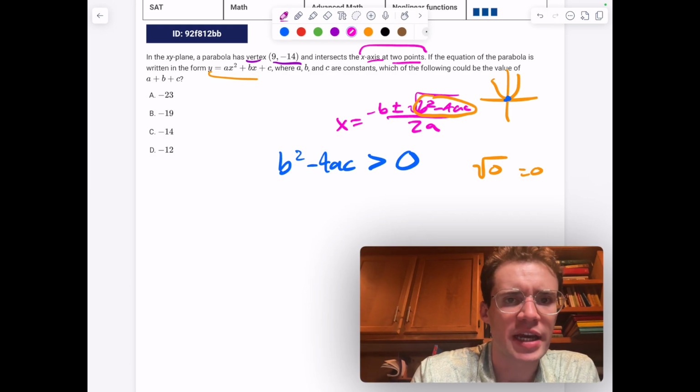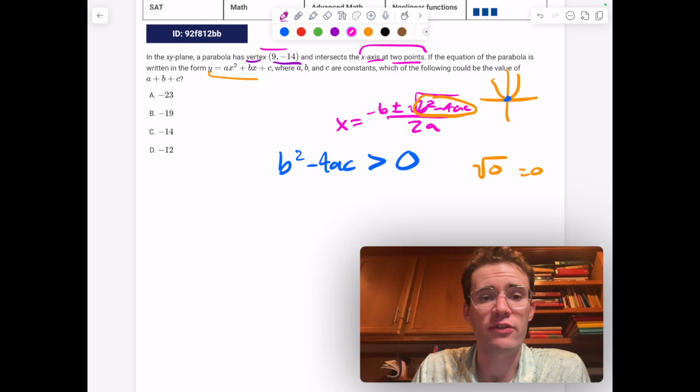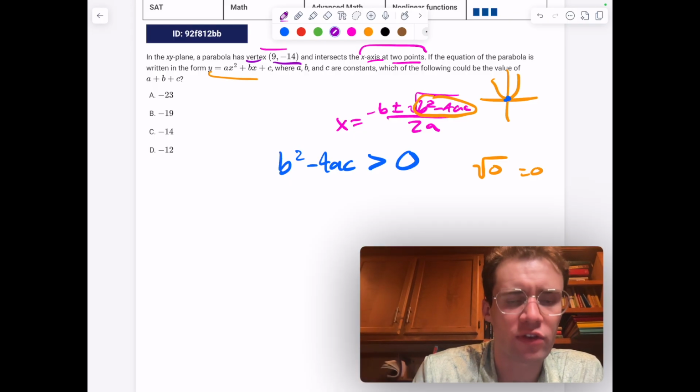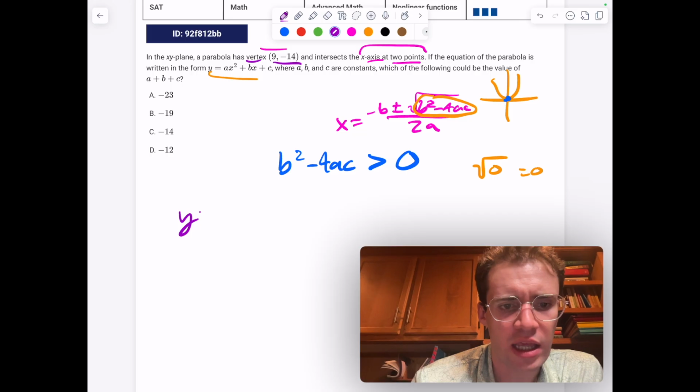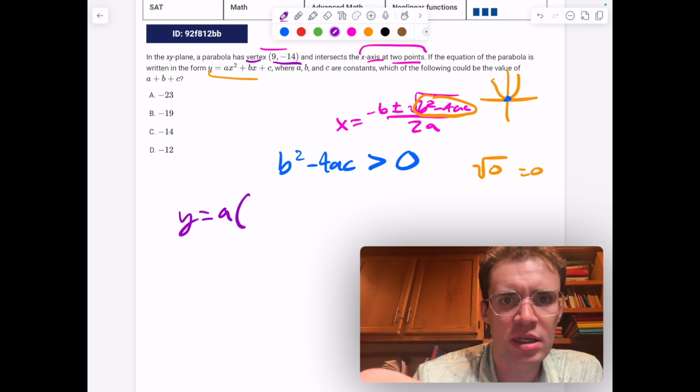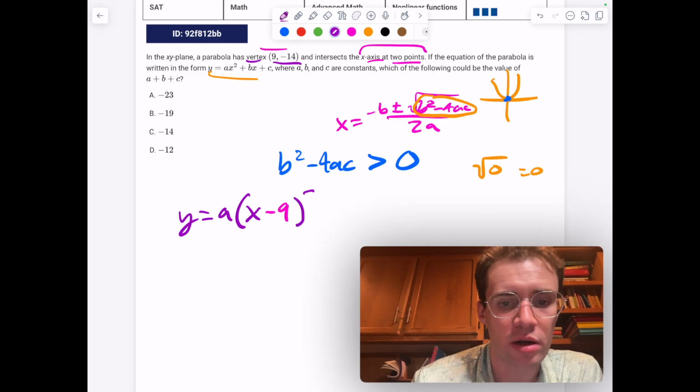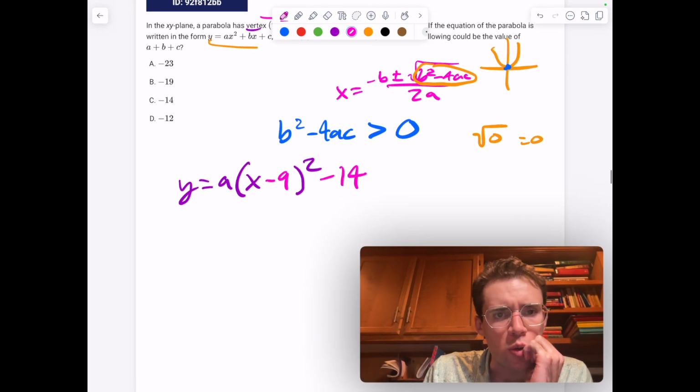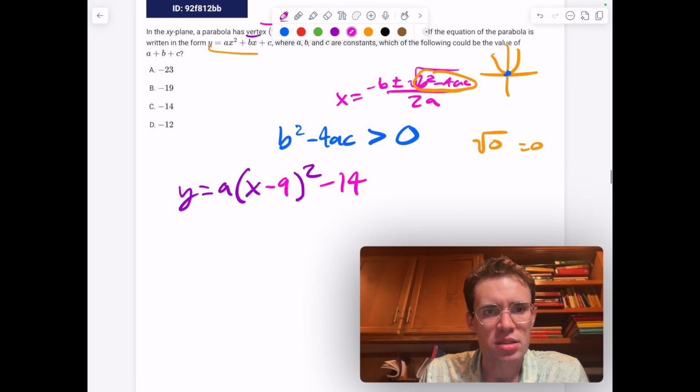So now we can look at the vertex. We know the vertex is at (9, -14), which means if we wrote it out in vertex form, that would be y equals a times (x minus h) squared plus k. In this case, our h value is 9, so y equals a times (x minus 9) squared, and then plus k, so minus 14. So this is equal to ax squared plus bx plus c.